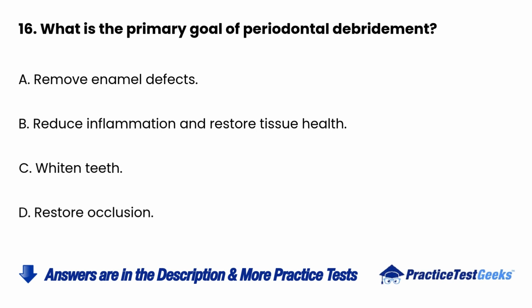16. What is the primary goal of periodontal debridement? A. Remove enamel defects. B. Reduce inflammation and restore tissue health. C. Whiten teeth. D. Restore occlusion.